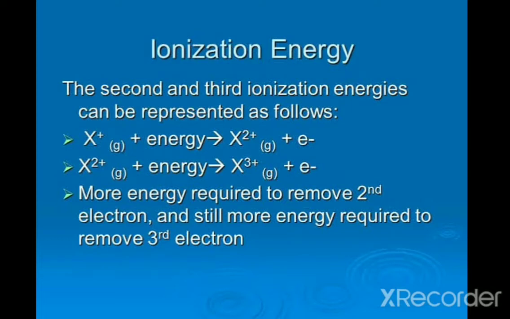The energy required to remove the third electron is known as third ionization enthalpy. And how can you represent it? X2+ giving X3+ plus an electron.